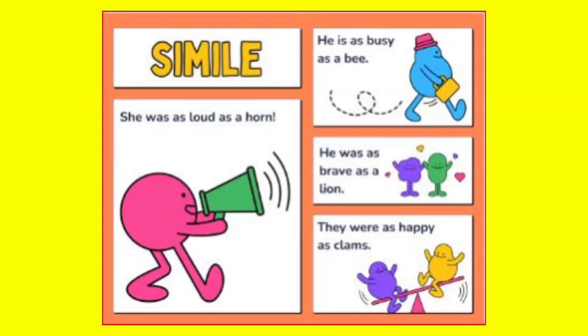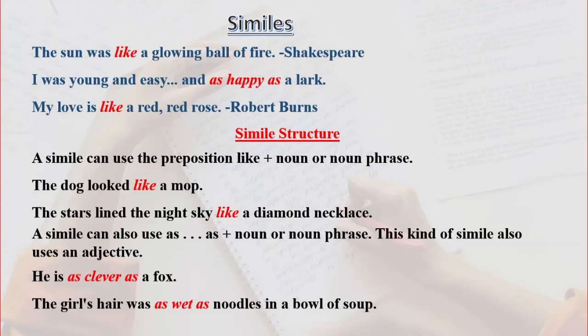Descriptive writing may use similes to make something seem more familiar or more creative. Similes make ideas easier to understand, and they can also express feelings. Similes are often used in literature and poetry. Look at the famous examples here. The sun was like a glowing ball of fire. I was young and easy, and happy as a lark. My love is like a red rose.